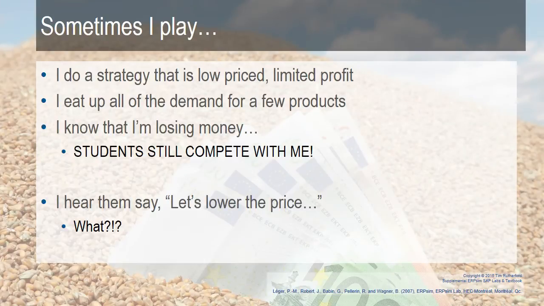Just to solidify this, sometimes I play against students in my class, and they may not realize that I'm playing. One of the things I've done in the past is a strategy that is low priced with very limited profit. I've calculated it, so I'm going for selling in volume, but I know what my cost is. I have mine quantified. I end up eating up all the demand for a few products, and students can see in the Z market report that there's a lot being sold. Sometimes it works out that I'm losing money doing it, and students continue to compete with me.